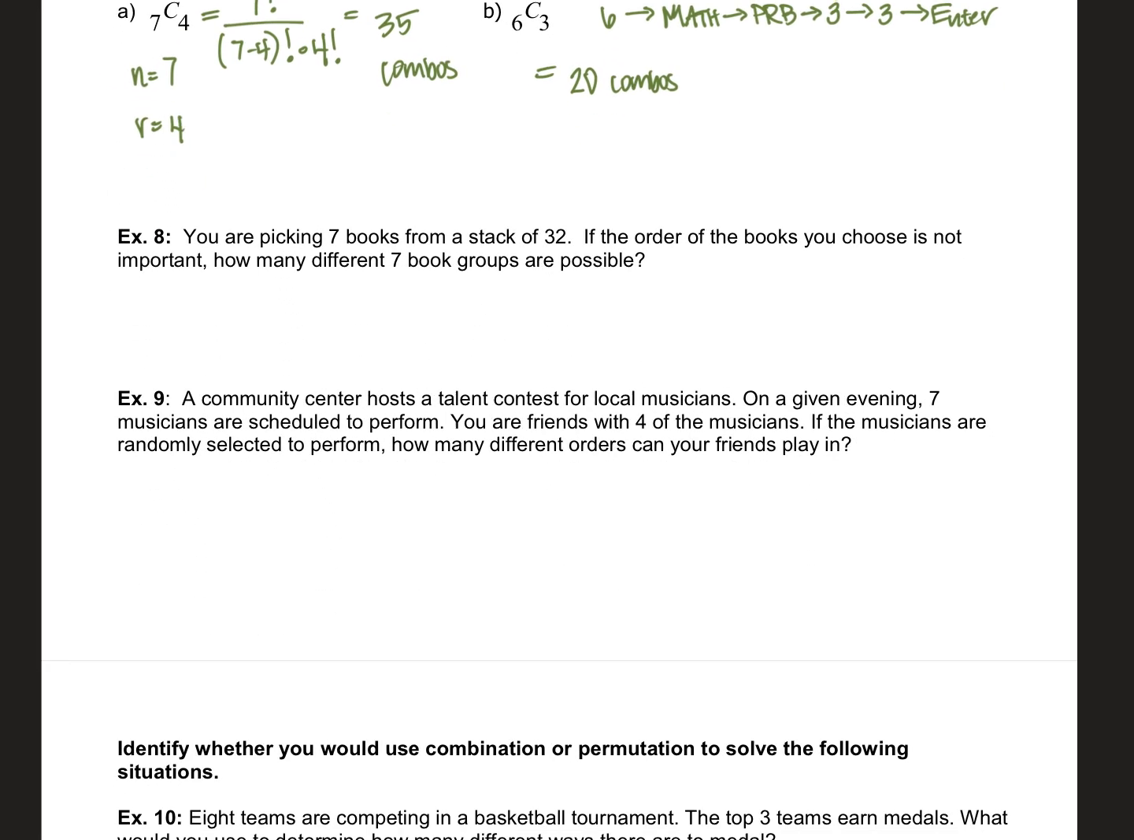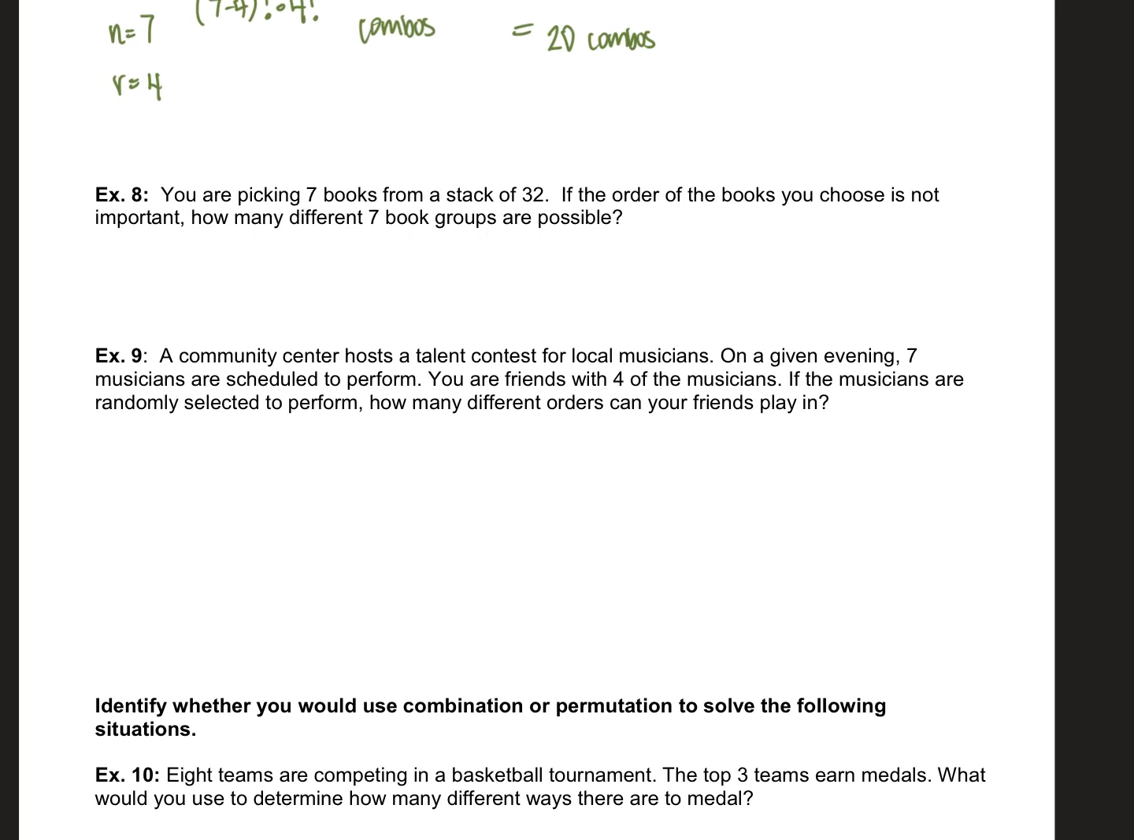Let's look at an example here. Question number 8 says you are picking 7 books from a stack of 32. If the order of the books you choose is not important, how many different 7-book groups are possible? Kind of like we did for permutations, let's start out by identifying our N and our R. Remember, N is the total. So how many total books do we have? 32. R is our actual number. The actual number of books that we are picking is 7.